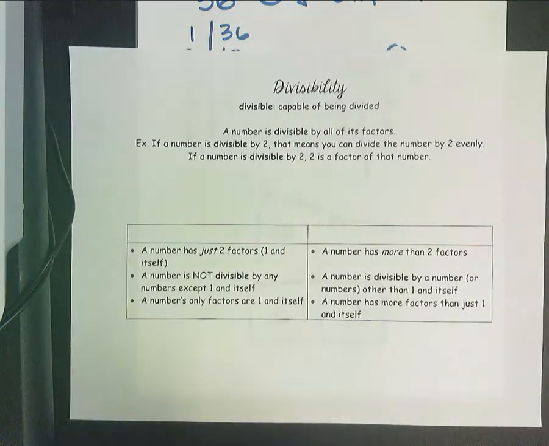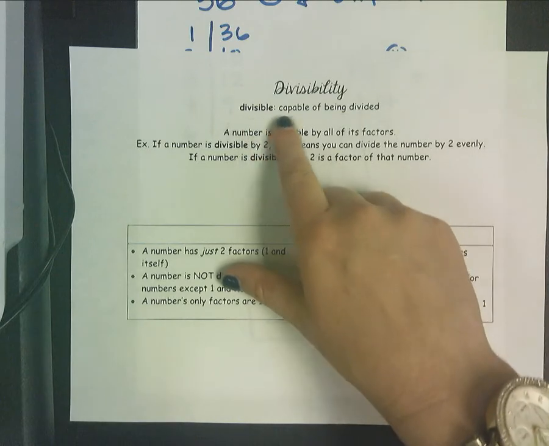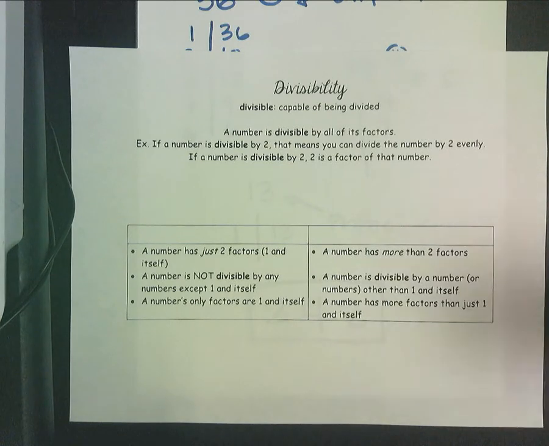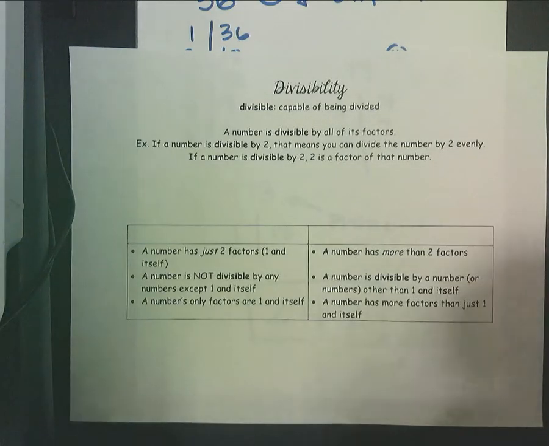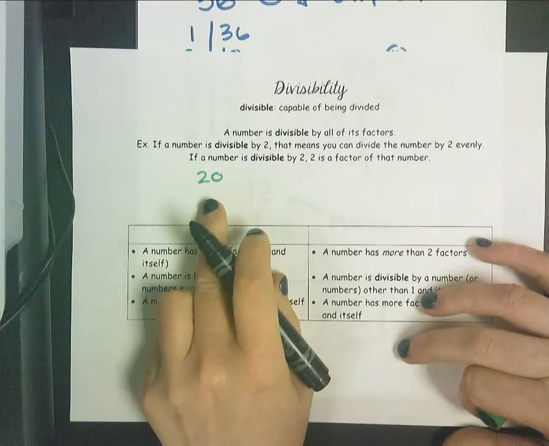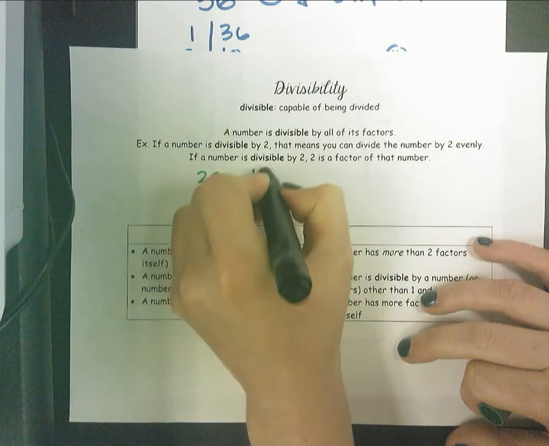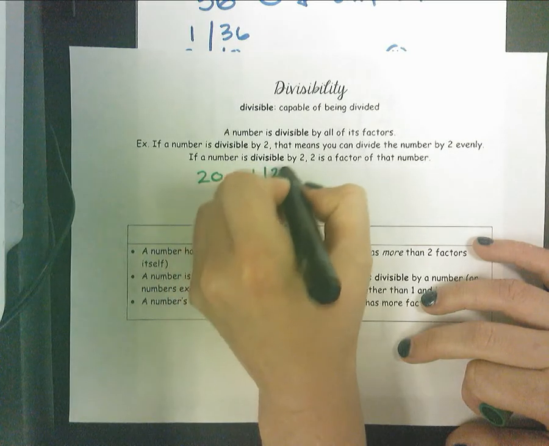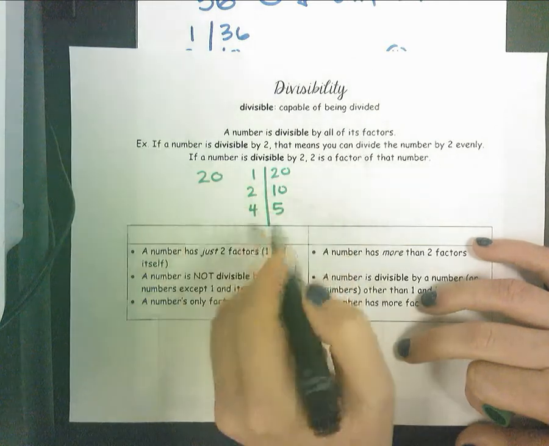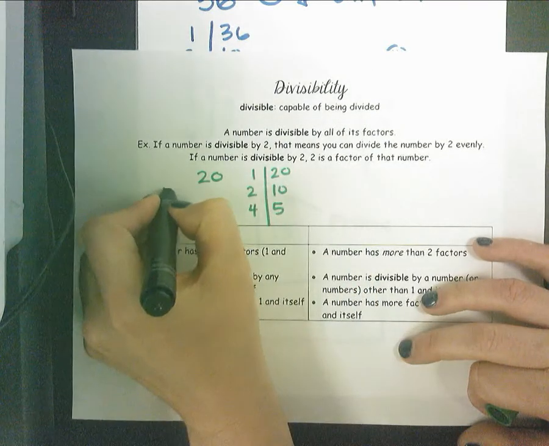Okay. Now this first page tells you that divisible means capable of being divided. So if a number is divisible by another number, that means you can divide it by the other number. And a number is divisible by all of its factors. So let's take a number that is easy for us to discuss divisibility, like 20. 20 is divisible by all of its factors. We can make a t-chart: 1 times 20, 2 times 10, 4 times 5 makes 20. So it has 1, 2, 3, 4, 5, 6 factors.